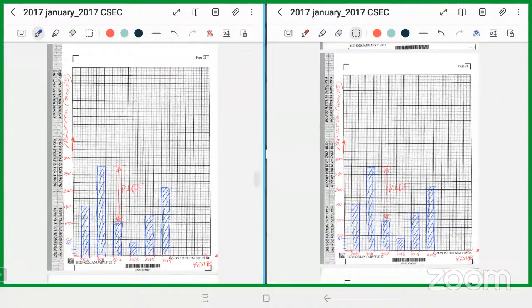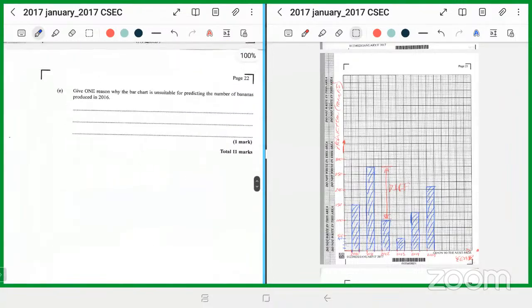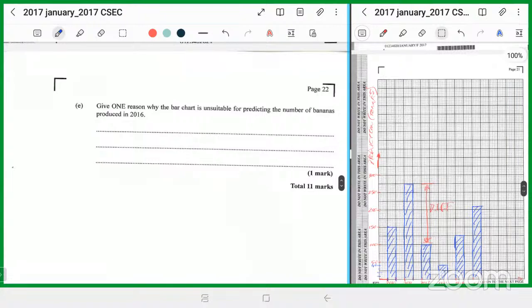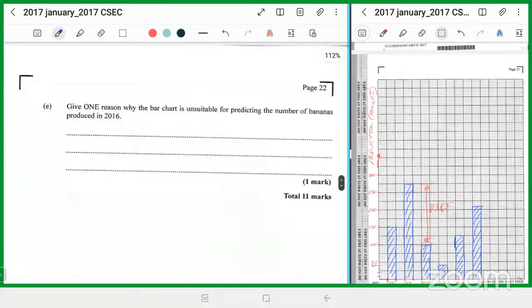All right, next question. It says, give one reason why the bar chart is unsuitable for predicting the number of bananas produced in 2016. Why is it unsuitable? What would be more suitable? All right, good. So the line graph shows upward and downward trends. That's why the line graph will be more suitable. The bar chart does not show that.